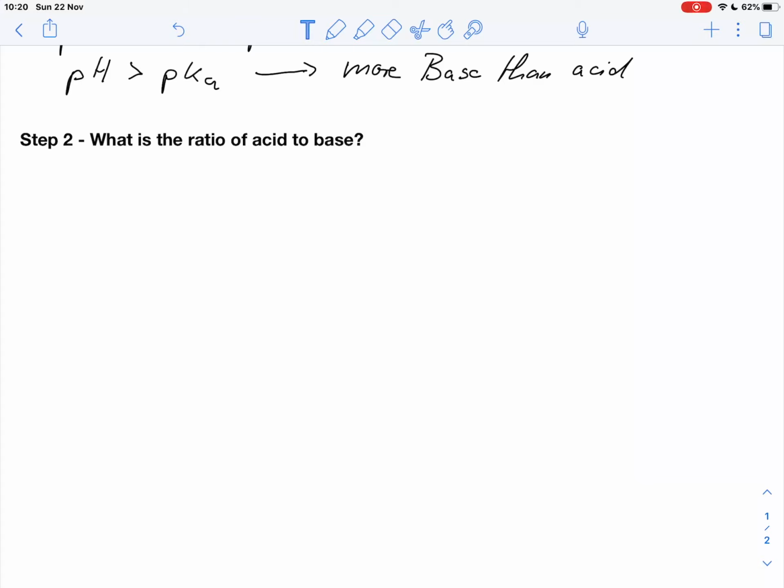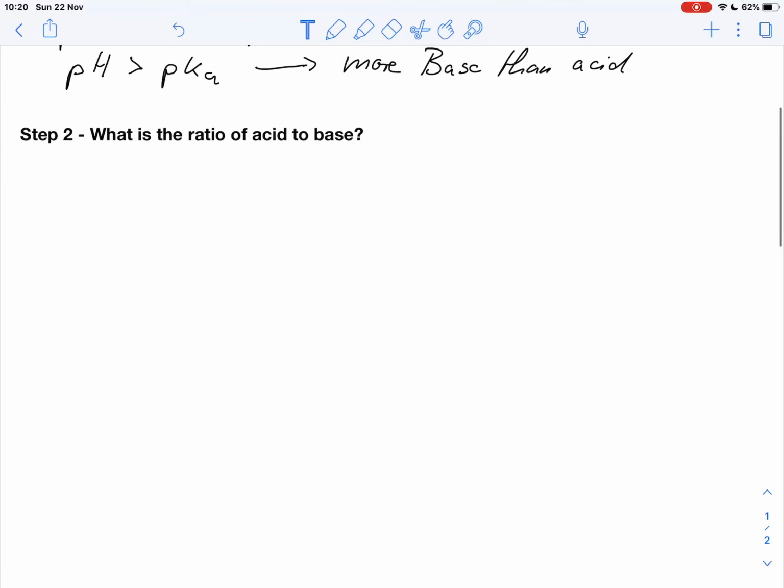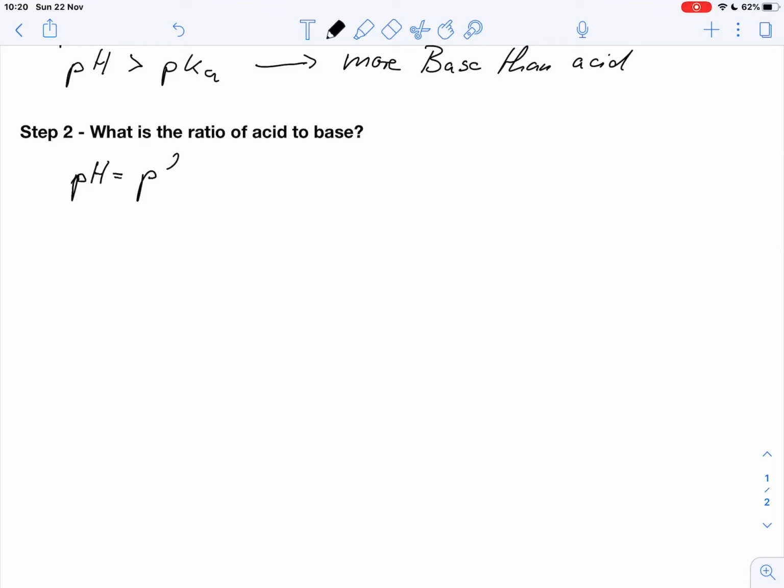Now, in order to determine the ratio of acid to base, we need to apply the Henderson-Hasselbalch equation. We can write it in two different forms, and it doesn't matter which way we write it. The outcome should always be the same. We can write it as pH equals pKa minus log to the base of 10 of the acid concentration over the base concentration.